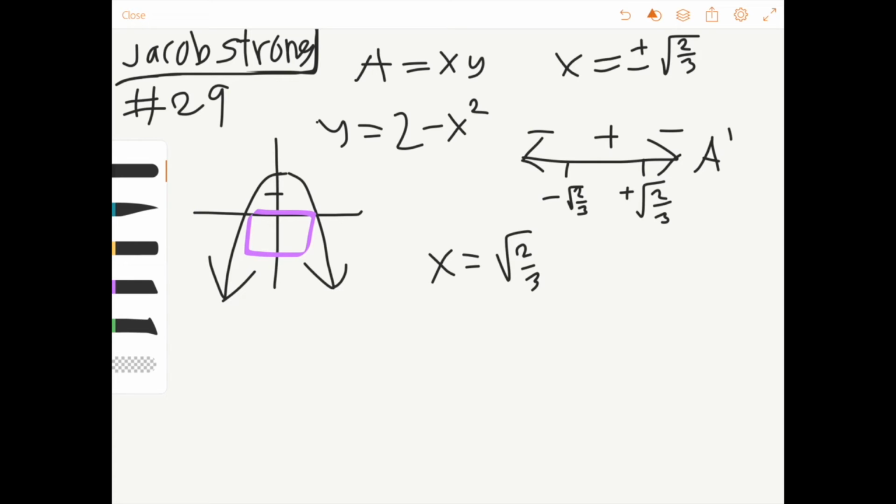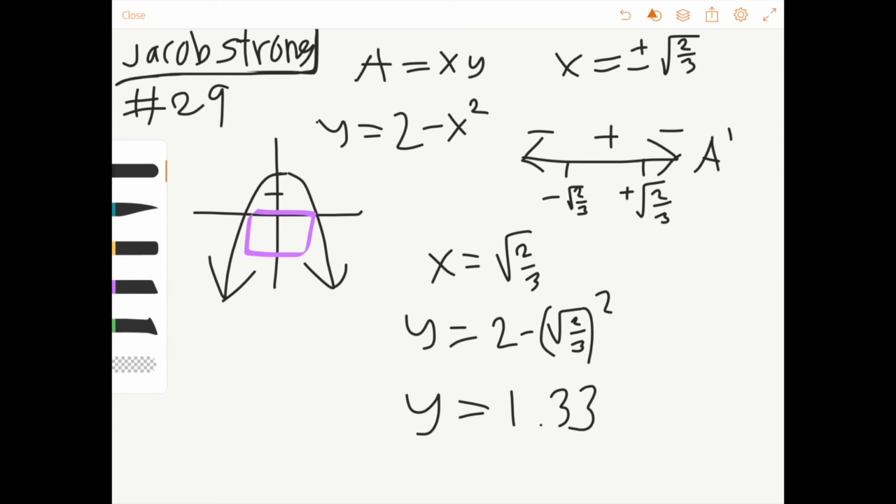However, the question asks you to find the height. With this x value, substitute it back into the original function y equals 2 minus x squared. Evaluate for y, and you get your final answer. This is the height of the problem.